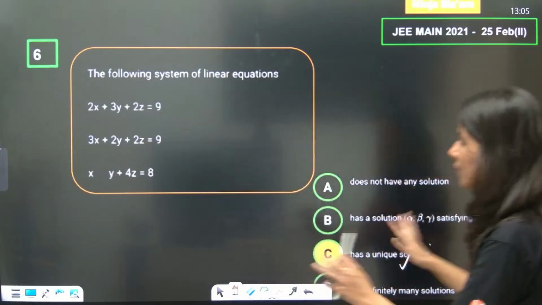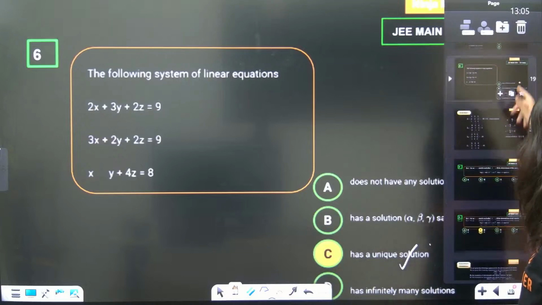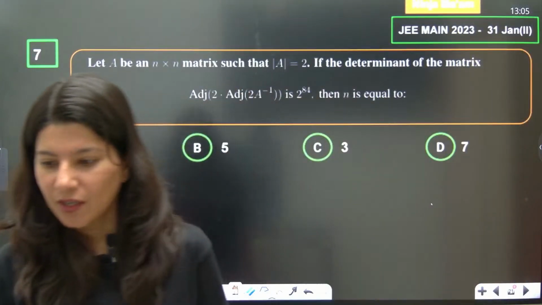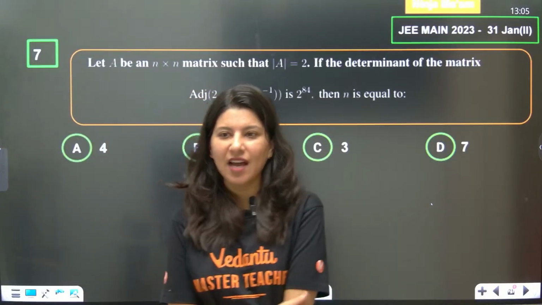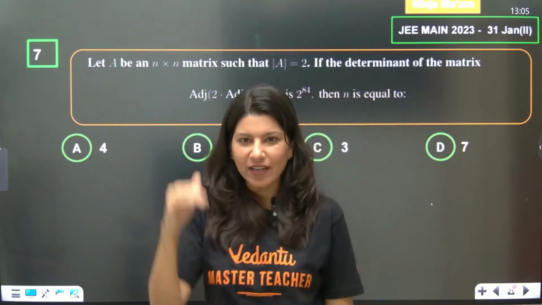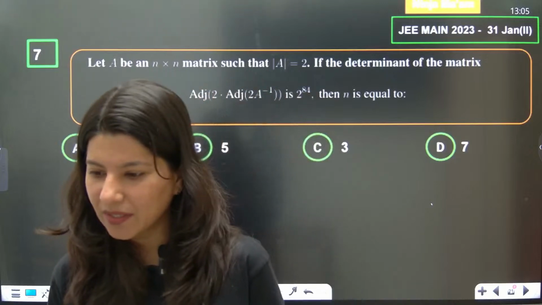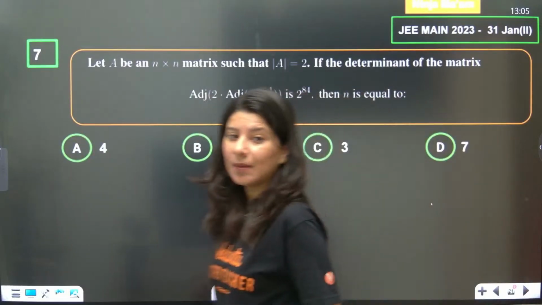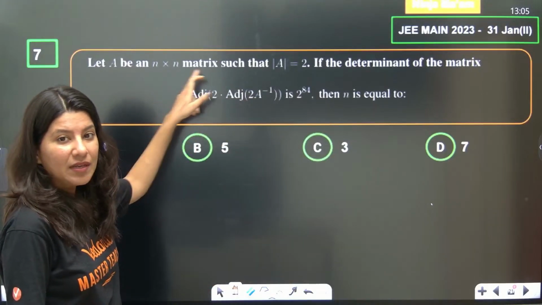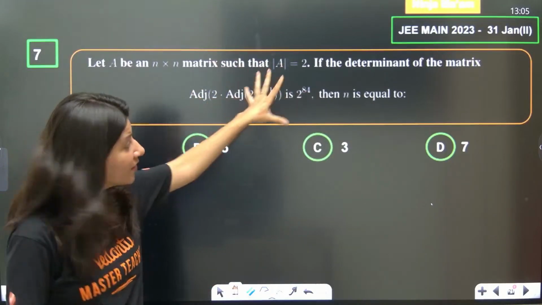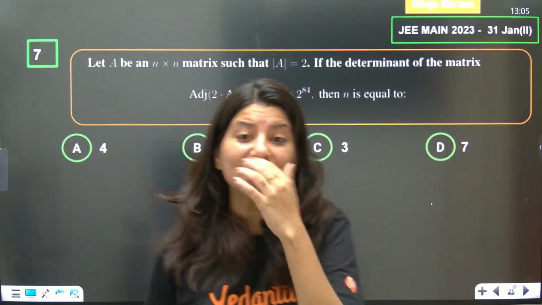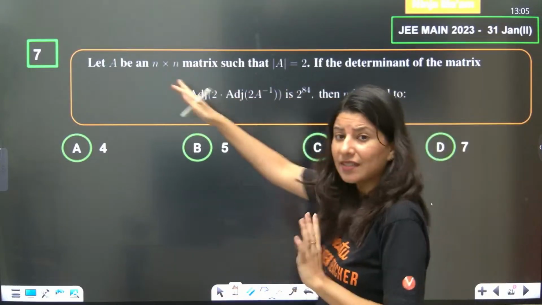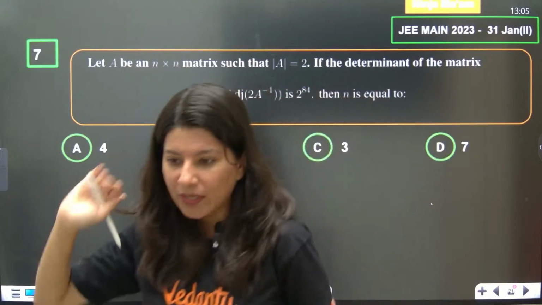Let me teach. So this question, I think everybody is absolutely clear about. The next question is from matrices and determinants. Sometimes it happens, the Wi-Fi got dropped, then it gets picked up. Okay, next question. Let A be an n cross n matrix such that determinant A is given. This is very important: properties of adjoint. Let me write some properties, but before that, let us read this question carefully.